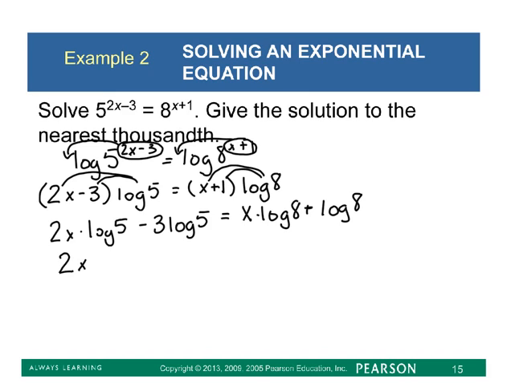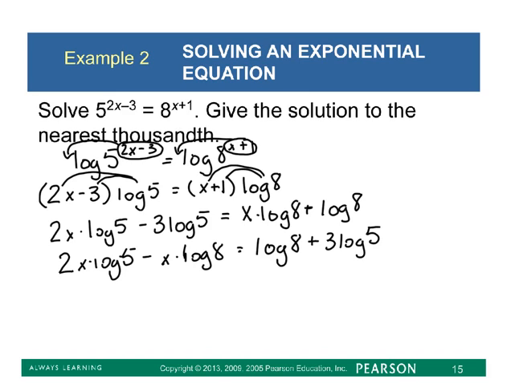We get 2x log of 5 minus x log of 8. And that is equal to log of 8 plus 3 log of 5. And we're almost done. Now we can factor out this x, so we only have one x value.